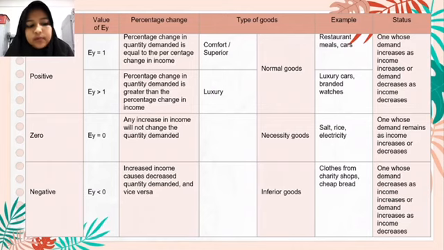Lastly, we have negative. This is one whose demand decreases as income increases, or demand increases as income decreases. It is for inferior goods like clothes from charity shops and cheap goods.